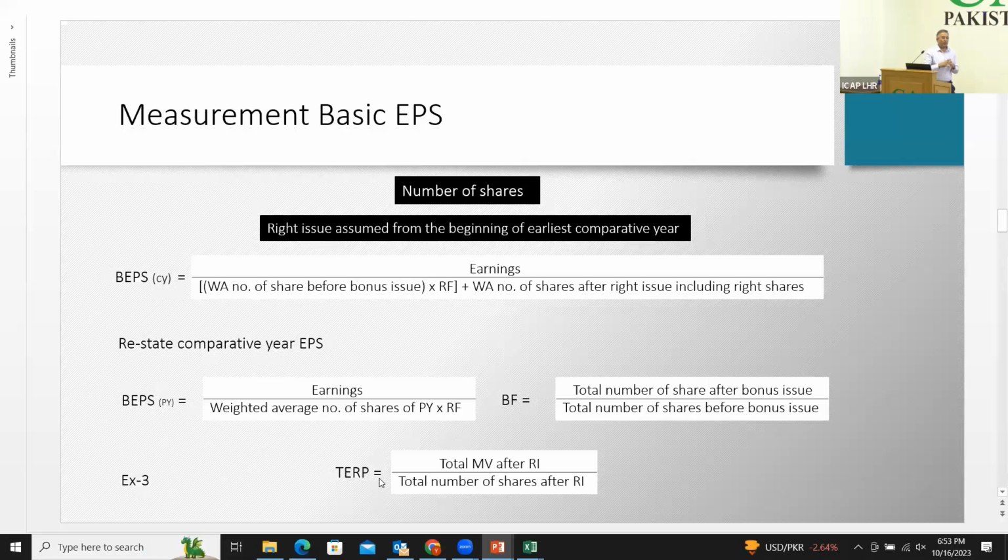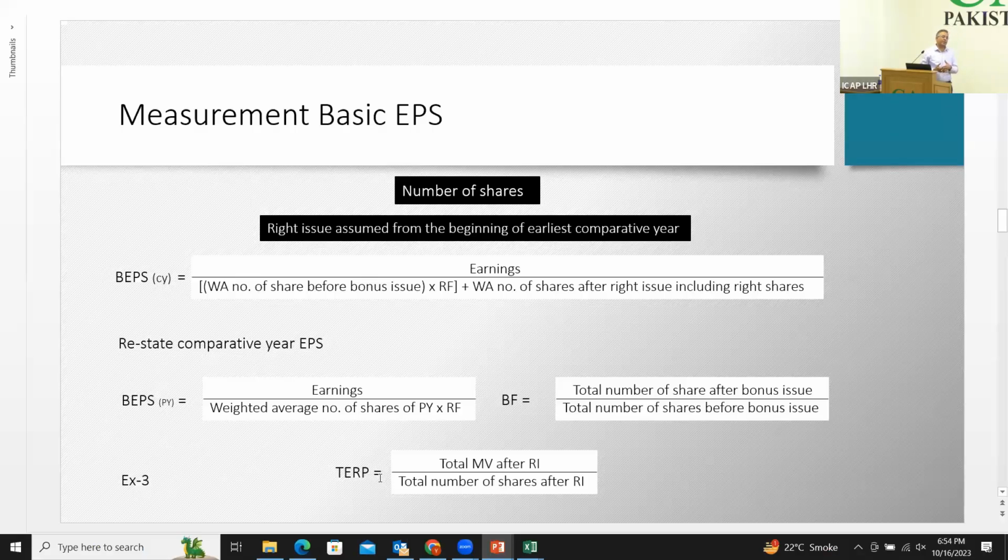It's basically the market value just before the exercise of rights divided by the theoretical ex-rights price. So in case of bonus shares, the factor was simple: total number of shares after the bonus issue divided by total number of shares before the bonus issue. In case of rights shares or a rights issue, the factor will be the market value just before the exercise of rights, which may be called the cum-rights price, divided by the theoretical ex-rights price. Theoretical ex-rights price is basically the market value of shares before the rights issue plus the exercise price of rights shares, divided by the total number of shares after the rights issue. That will be called the theoretical ex-rights price.